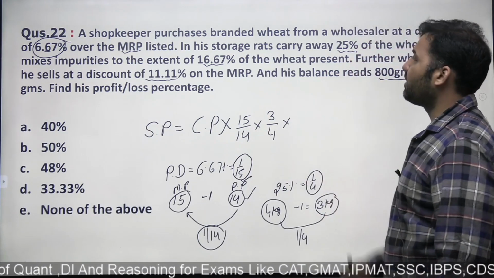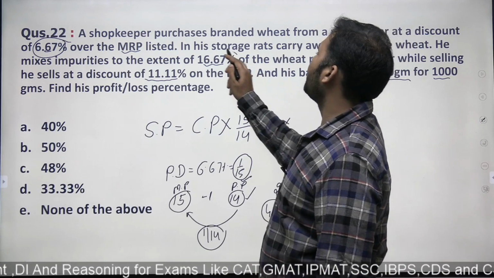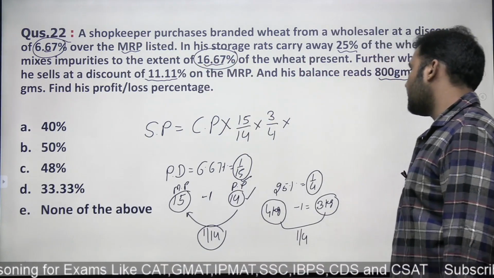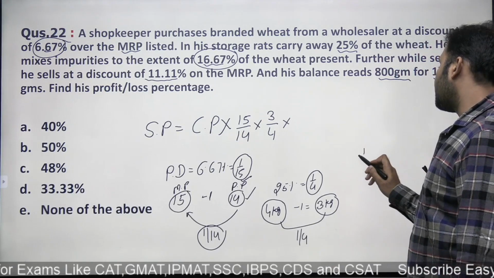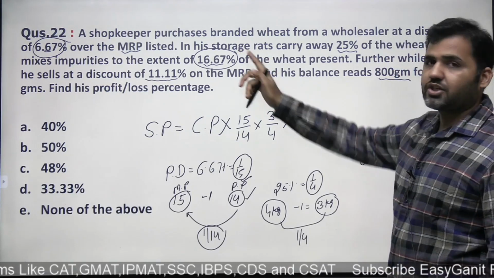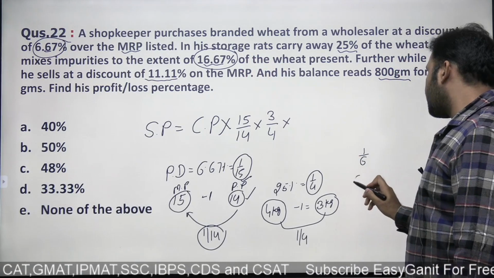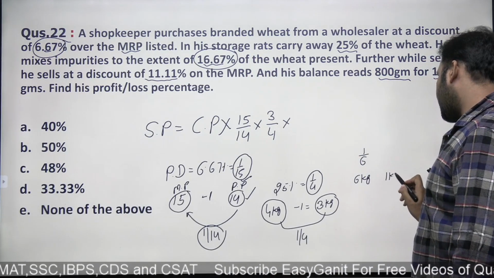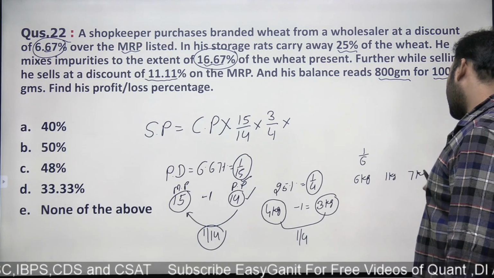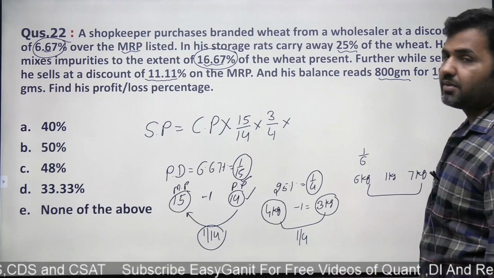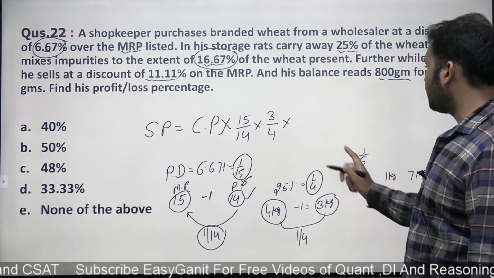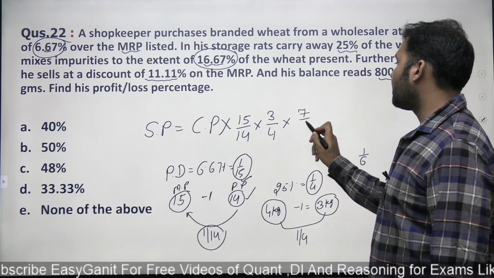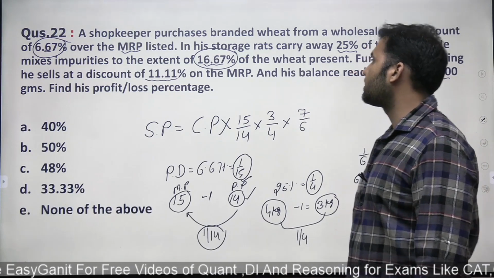Third, let's see what is happening next. Next, you are adding an impurity of 16.67%. 16.67% impurity means that you added an impurity of 1/6. The fraction of this is 1 by 6. That means if I have 6 kg of quantity, I added 1 by 6 as impurity, so I will be getting the selling price of 7 kg. So directly you can see that there is a profit of 1 kg on 6. The multiplying factor will be 1 + 1/6, that is 7/6.